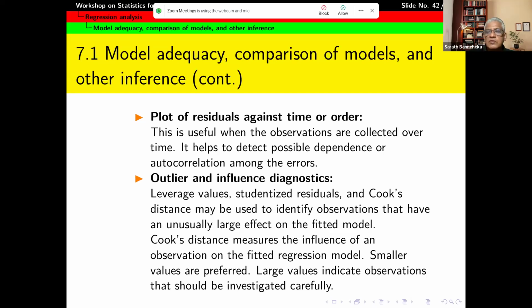And also residual analysis is important to identify outliers and influential observations. For that, we use something called leverage values, studentized residuals, Cook's distance, that kind of measures to identify whether some observations are outliers or influential observations. Cook's distance measures the influence of an observation on a fitted regression model. Smaller values are preferred in this case. Large values indicate observations that should be investigated carefully.